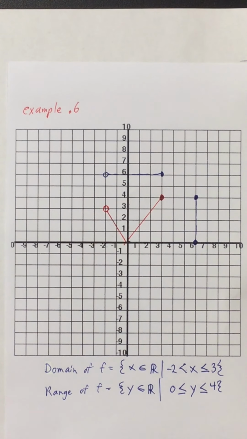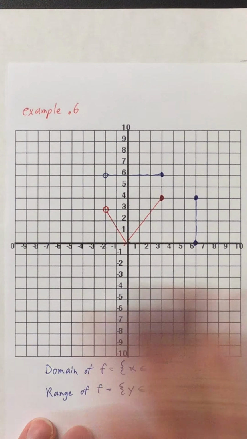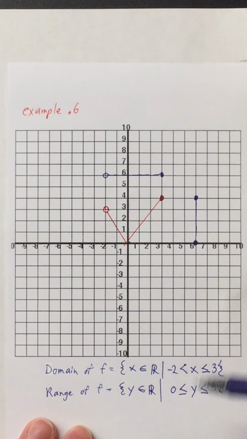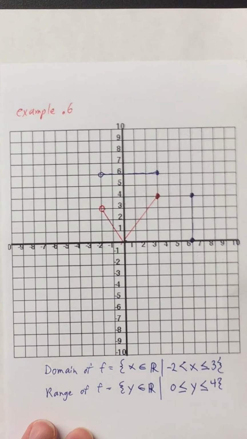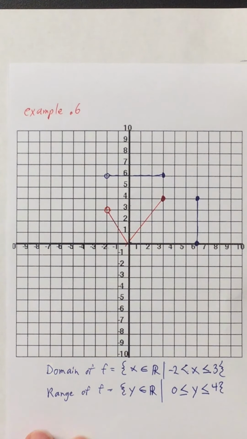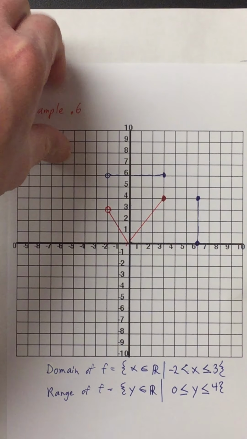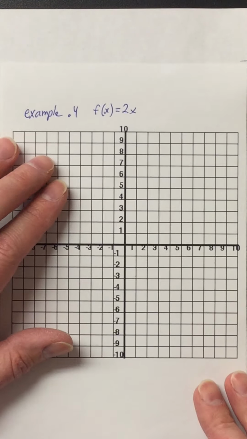Okay, so I like to start with that because it shows you visually domain is simply how far right and left it goes, and range is simply how far up and down. Right and left, x value; up and down, y value. All right, let's move on then to example 4 in the lesson and work through that one.